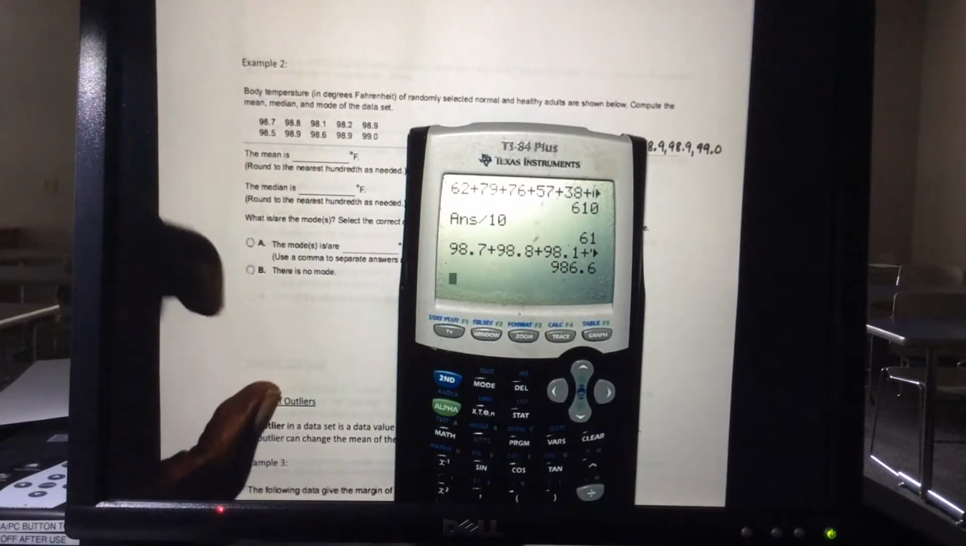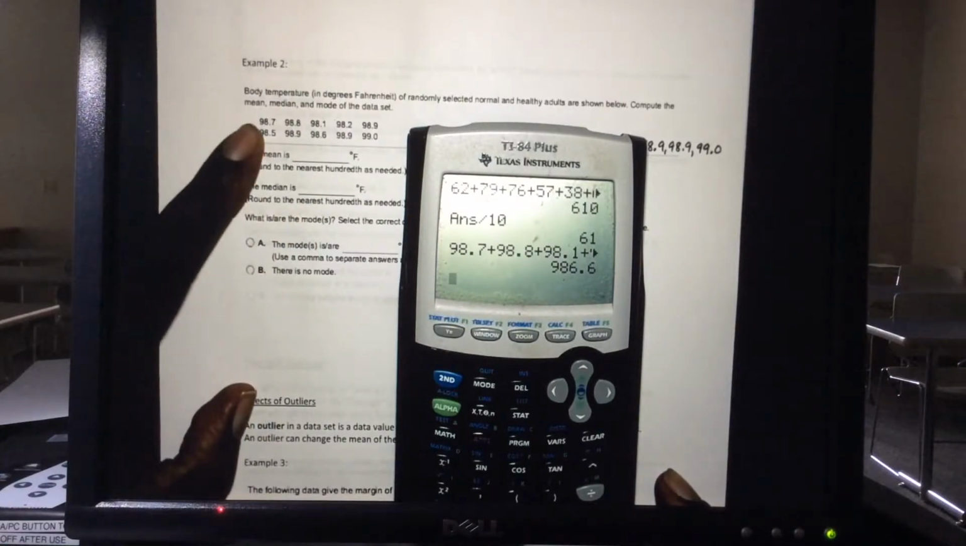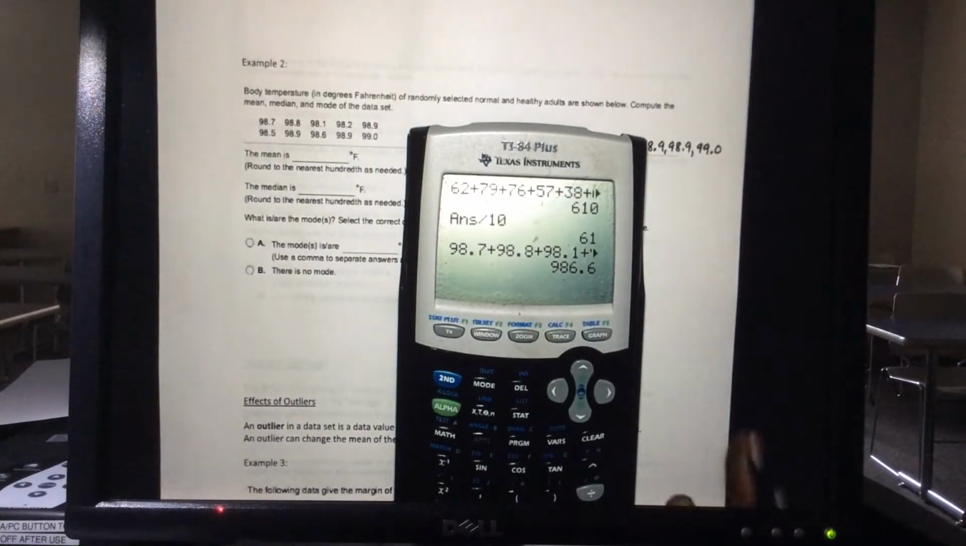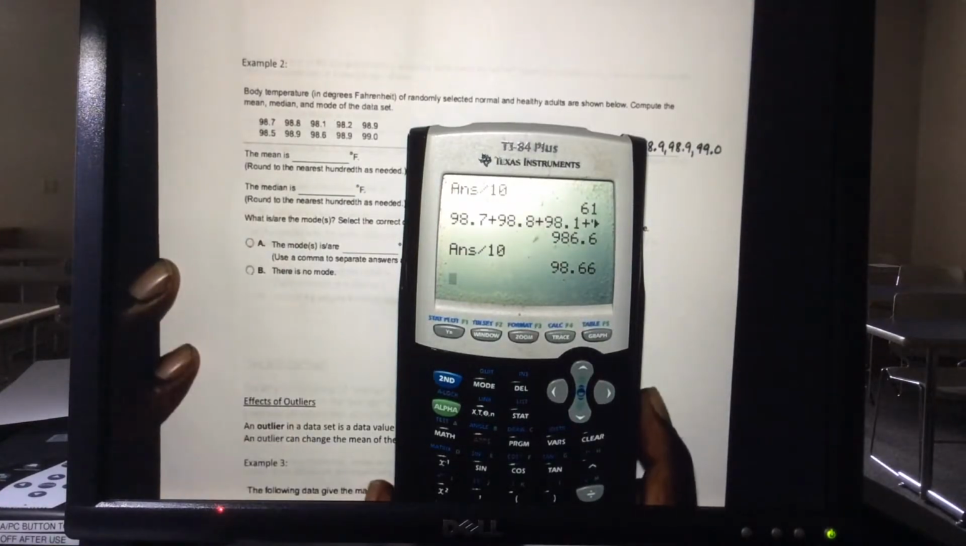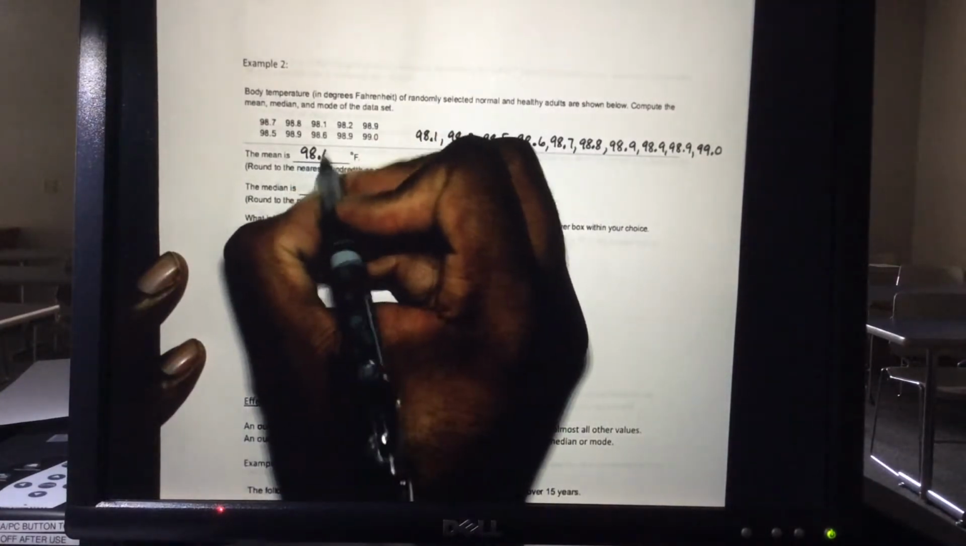That will give me 986.6. Now, if you count the number of data values here, there are 10 data values. So 986.6 divided by 10 will give you 98.66. And in this case, we'll round to the nearest 100, or the two decimal places. And as you can see, that answer was already to two decimal places. So the mean is 98.66.